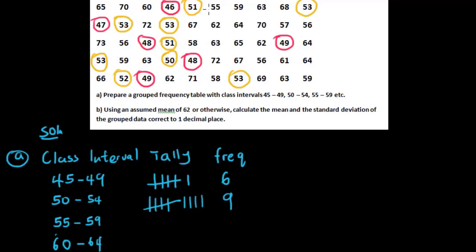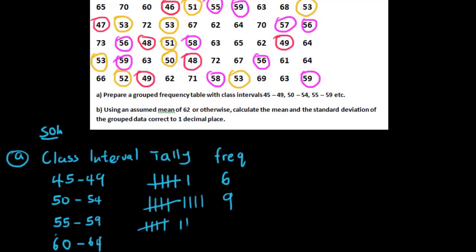So we have 55 to 59. 1, 2, 3, 4, 5, 6, 7, 8, 9, 10. So we've got 10. So we should be having 1, 2, 3, 4, 5, 1, 2, 3, 4, 5. 10. Do you understand? So let's go to the next.